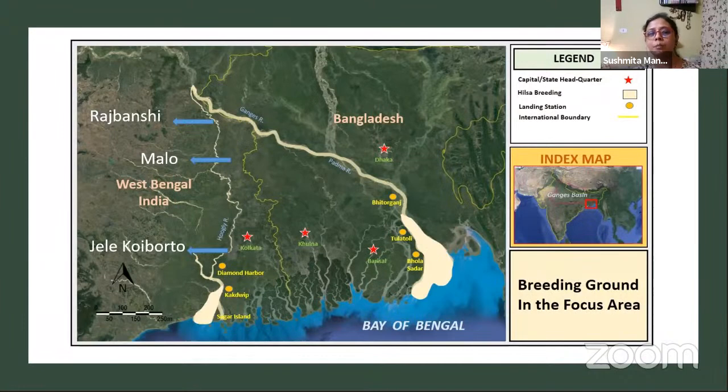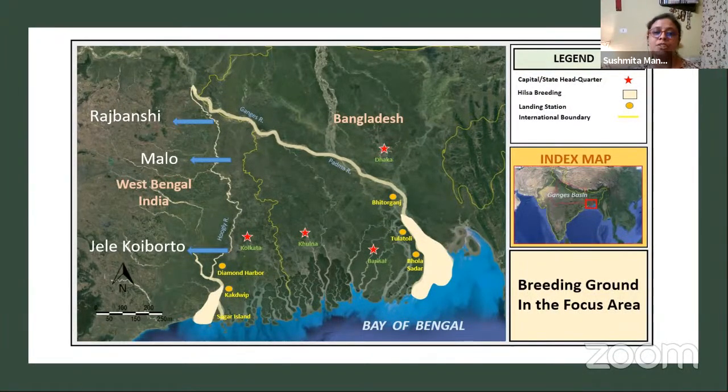The Rajbongshis and Malos are both communities that mostly focus on the freshwater system. They do not come downstream into the estuarine or move into the marine ecosystem. Whereas the Jelekoibortos fish in the estuarine regions of Sundarbans and around Sagar and all of those areas, but they also act as laborers that are part of the boats and large trawling units that are running into the Bay of Bengal.